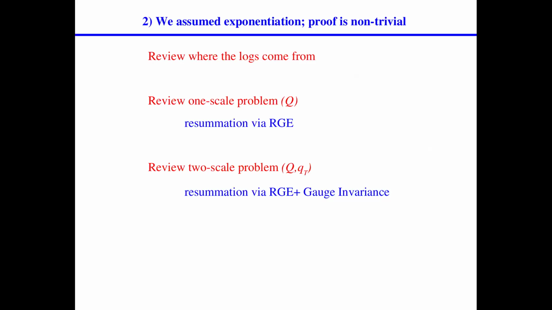Okay, we assume that the exponentiation works out, but the proof of this is non-trivial, and I'm not going to go through that. Let me just show you where the logs come from. And I'll go back to the one scale problem, but we sort of take care of that with the renormalization group equation. And then for a 2-scale problem, the extension of that was done by Collins, Soper, Sterman.